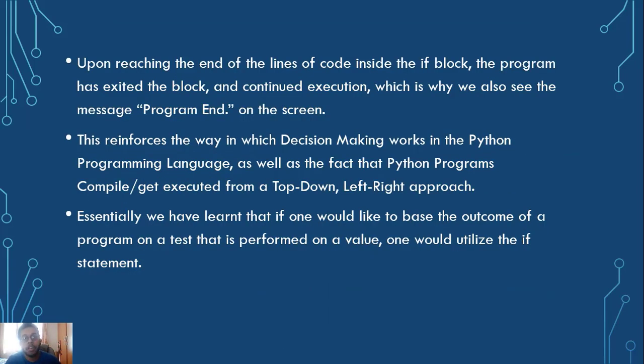Upon reaching the end of the lines of code inside the if block, the program has exited the block and continued execution, which is why we also see the message program end on the screen. This reinforces the way in which decision making works in the Python programming language, as well as the fact that Python programs compile and get executed from a top to down, left to right approach. Essentially, we have learnt that if one would like to base the outcome of a program on a test that is performed on a value, one would utilize the if statement.